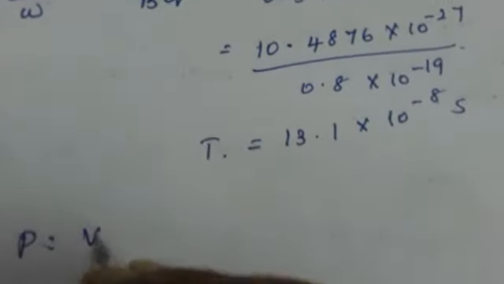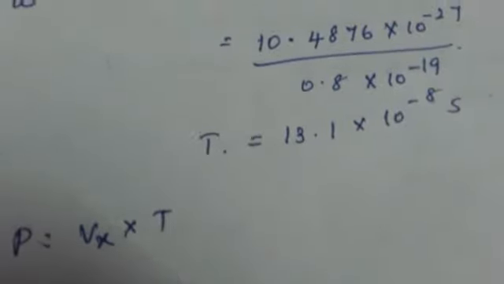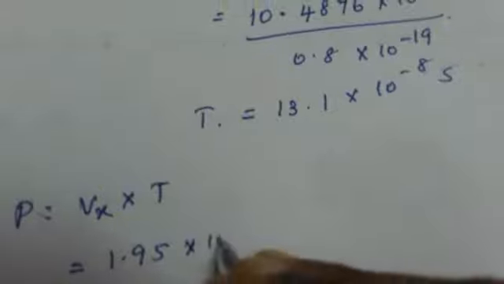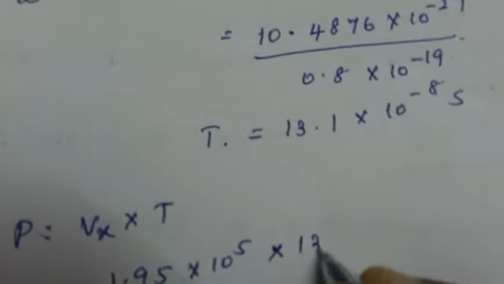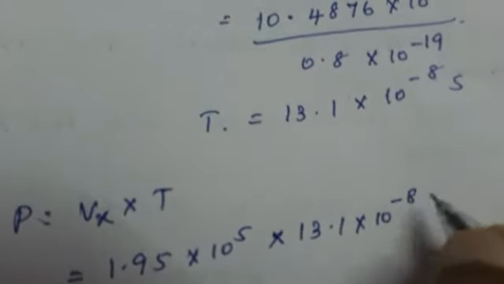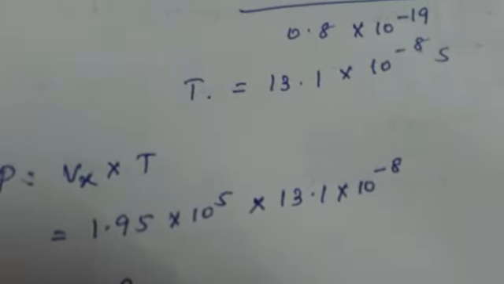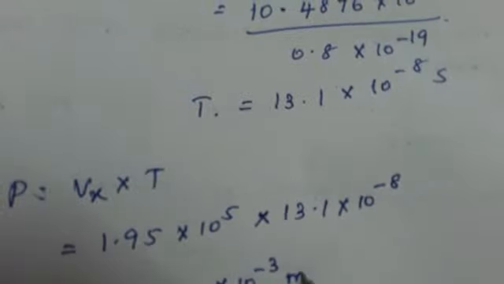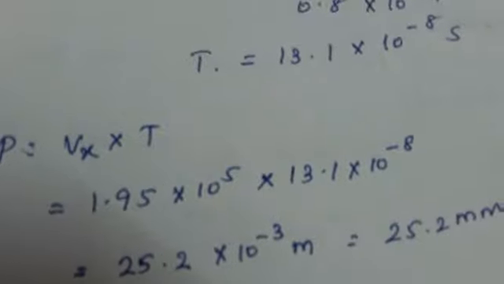Now we have to find the pitch. Pitch is equal to the component of velocity along the x direction into time. The component of velocity along x direction is 1.95 into 10 raised to 5, multiplied by 13.1 into 10 raised to minus 8. If you multiply 1.95 by 13.1, you will get 25.2 into 10 raised to minus 3 meter. So we can write it as 25.2 millimeter.